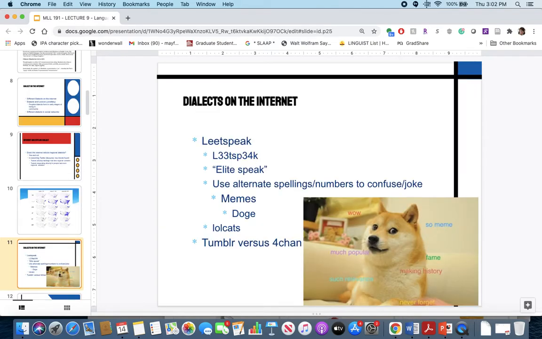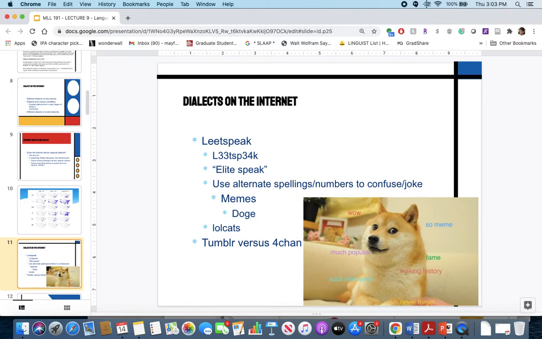So you'll see also it's a different kind of spelling, but they have what's called leet speak, or this could be replicated with numbers. So this is really just using alternating spellings and numbers to confuse people, to joke about something. They're not misspelling on purpose. They kind of want to index that they're very humorous, or this is their particular way of representing something. So, for example, the Doge meme.